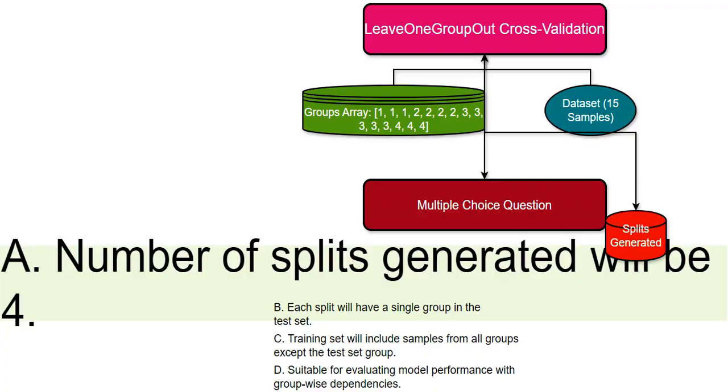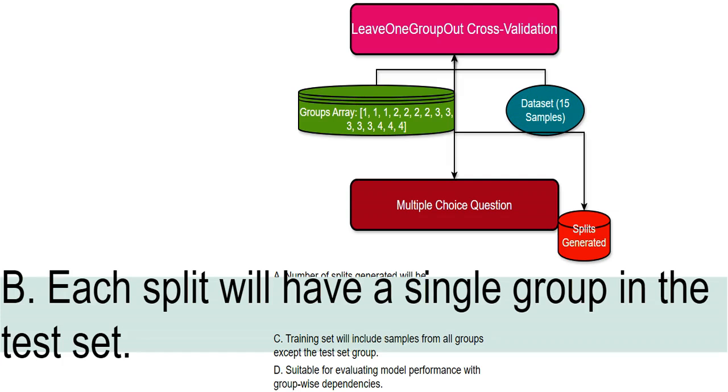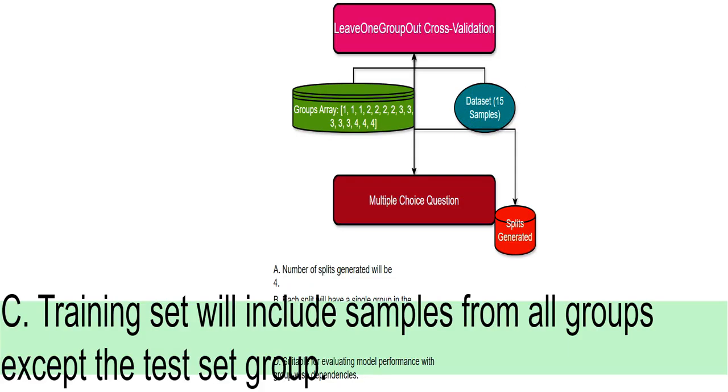Because I have 4 unique groups, 1, 2, 3, and 4, LeaveOneGroupOut will generate 4 distinct splits. Each split will hold out one group for testing and use the rest for training. That's exactly how LeaveOneGroupOut works. In each split, one complete group of samples is designated as the test set. To avoid data leakage, I'm using all samples that aren't in the test set for training. This ensures that my model doesn't peek at the test data during training.